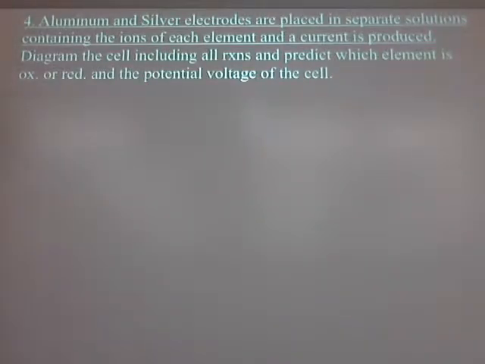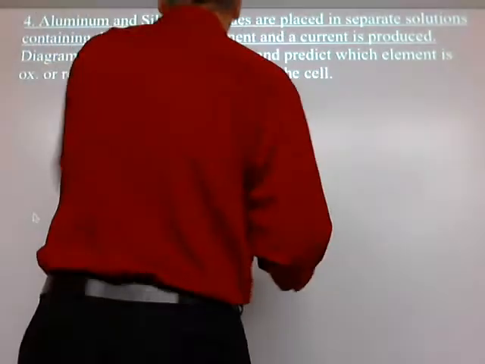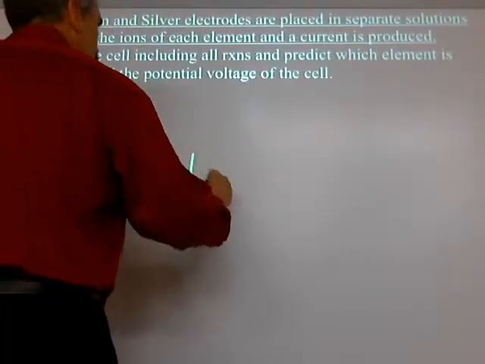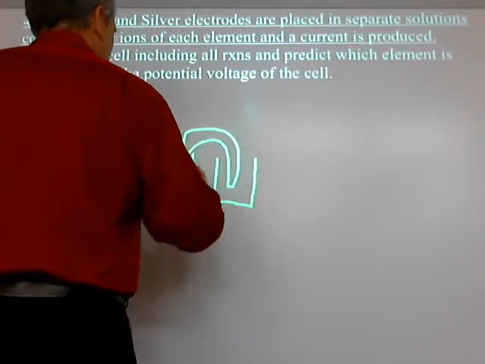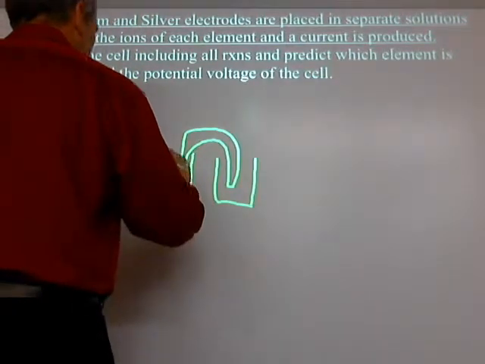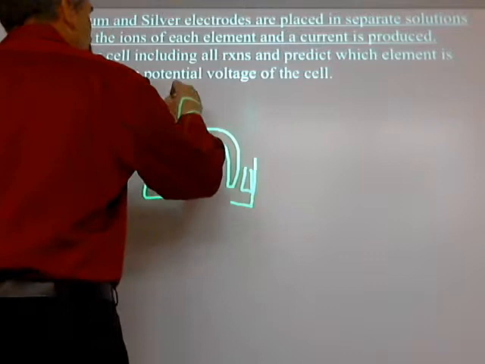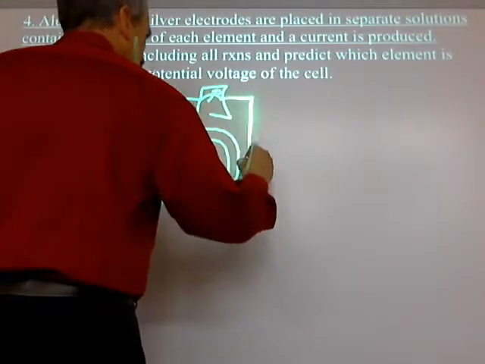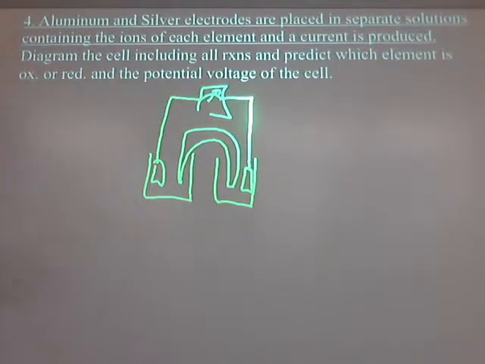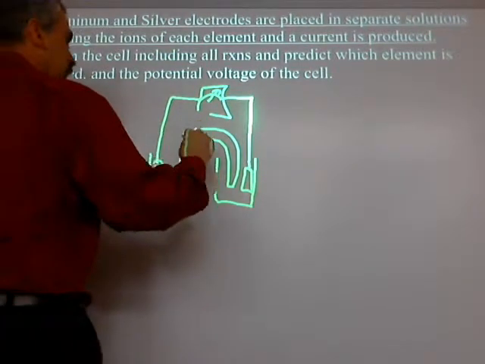All right, this guy is going to look a lot different. He is a voltaic cell. You know he's a voltaic cell because it tells you a current is produced. So because of that, you're going to draw two things here: your salt bridge, and your electrodes. And this time it's not a battery, it's just a voltmeter. Okay? And let's do each side.